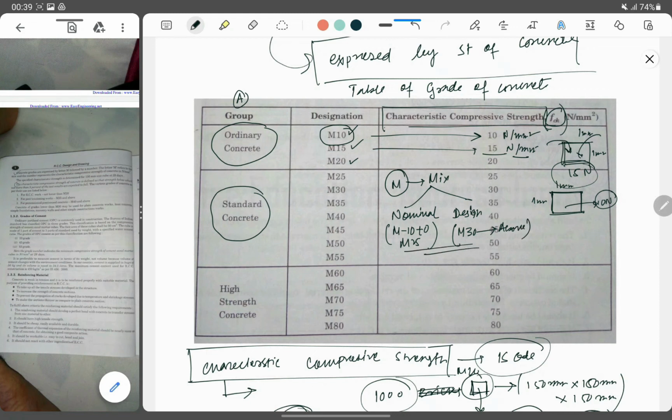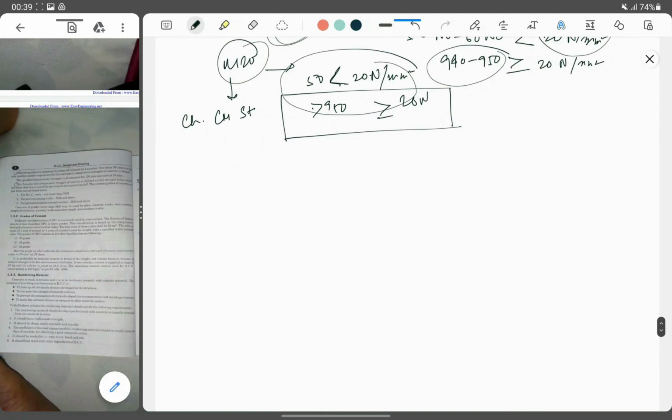But what is the nominal mix and what is the design mix? Let us understand clearly. First, we have to understand nominal mix. In nominal mix, what happens? Basically, they mix the concrete as per volume.